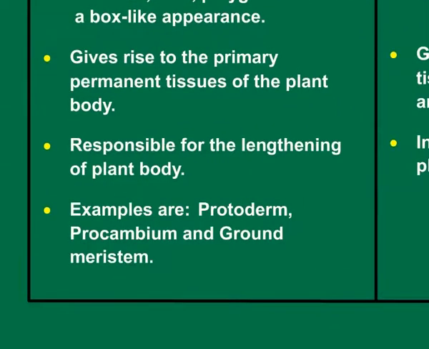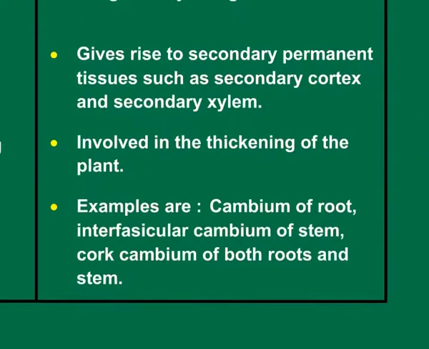Examples of this type of meristem are protoderm, procambium, and ground meristem, whereas cambium of root, interfascicular cambium of stem, cork cambium of both root and stem are the examples of secondary meristems.